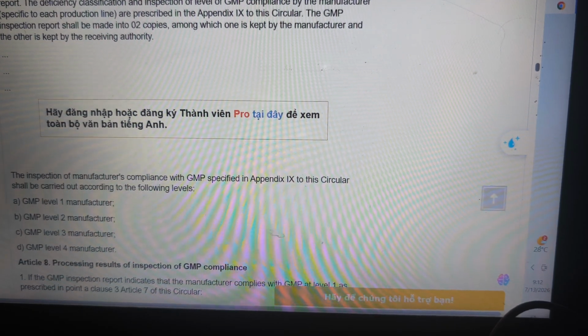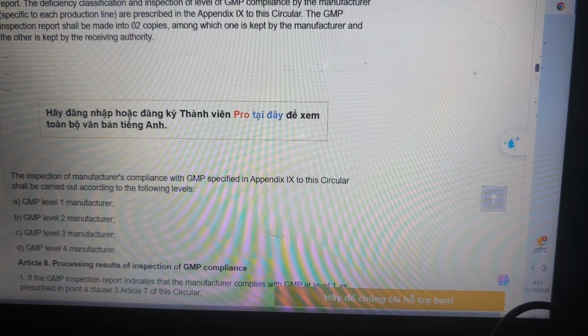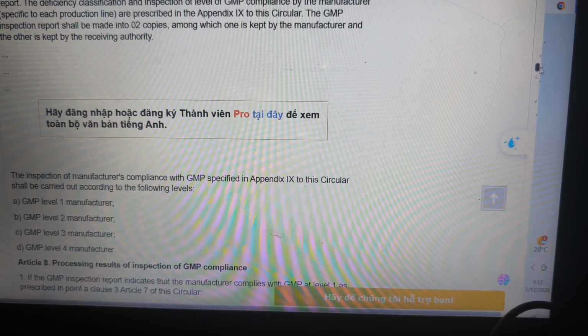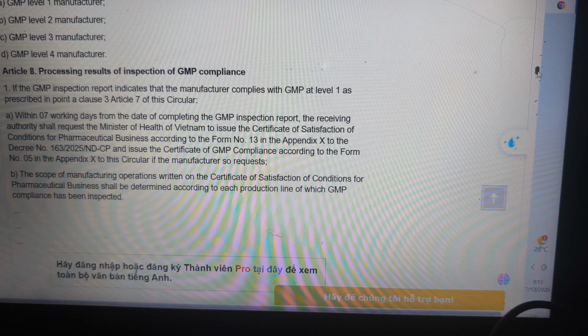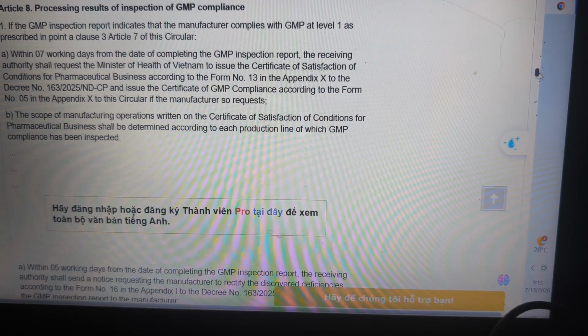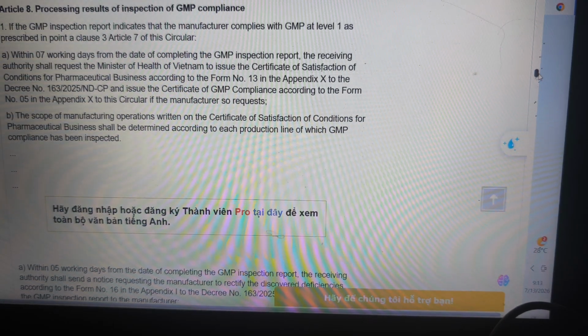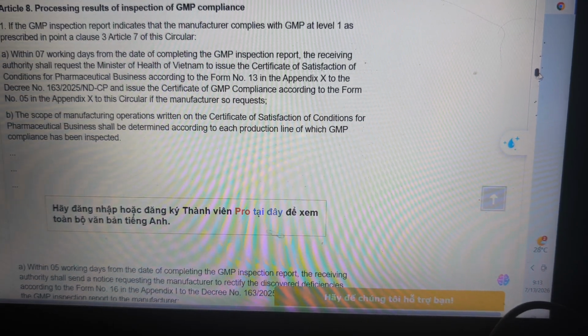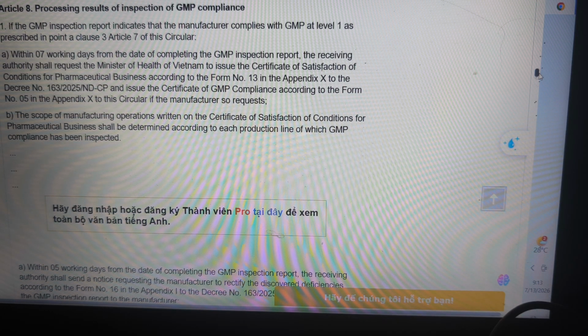Article 8. Processing result of inspection of the GMP compliance. The GMP inspection report indicates that the manufacturers comply with the GMP at level 1 as prescribed in point a, Clause 2, Article 7 in this circular.